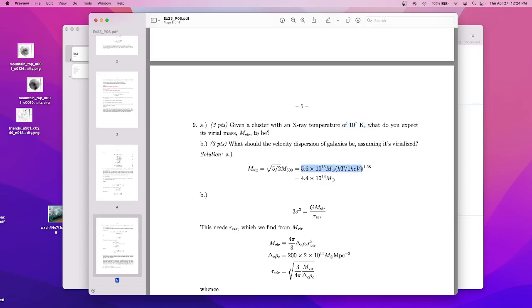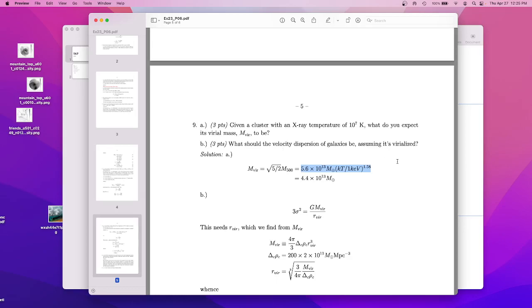So there's this relationship in the book. M500 is what the relationship is about. And it's in that section. It's just in a line of text. And you get a number, it's square root of 2/5 smaller than this. So I had the square root of 5 over 2 because I'm asking for the virial mass, not the M500. So you should get about 4 times 10 to the 13. Are you happy with that? You feel good?